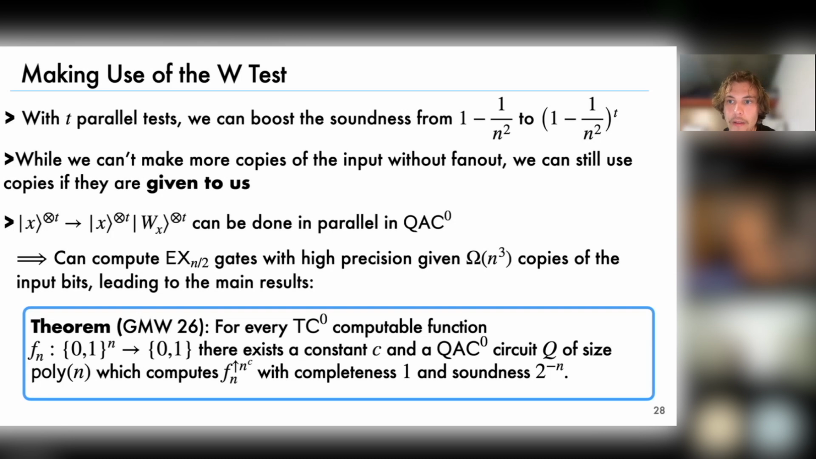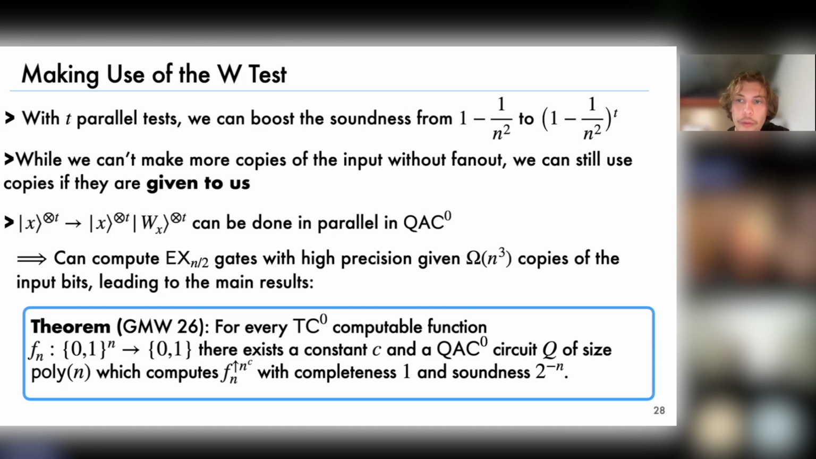I see. I was trying to see if there is a version of your result that works with a single copy. So I'm guessing you need many copies because you're running the W test in parallel. Is that correct, or did I miss something in the argument somewhere? I'm guessing you lose some soundness if you have just one copy, but I was just trying to see what the statement would be with a single copy.